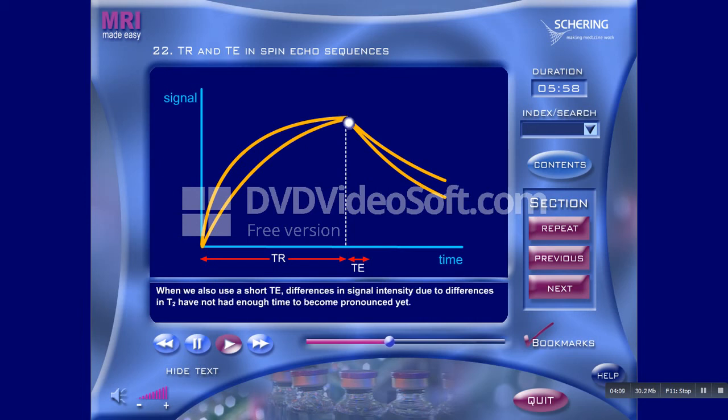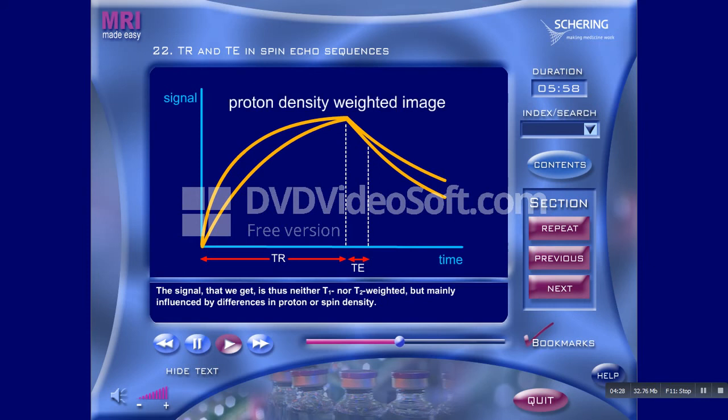When we also use a short TE, differences in signal intensity, due to differences in T2, have not had enough time to become pronounced yet. The signal that we get is thus neither T1 nor T2 weighted, but mainly influenced by differences in proton or spin density. The more protons, the more signal, if you look at it simply.